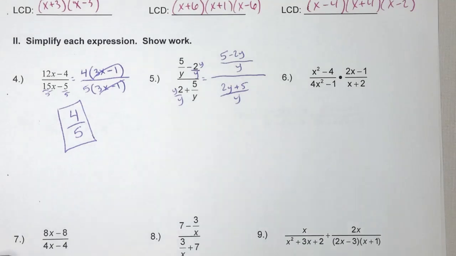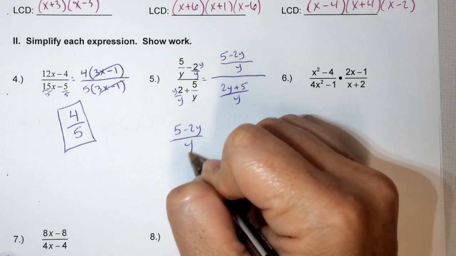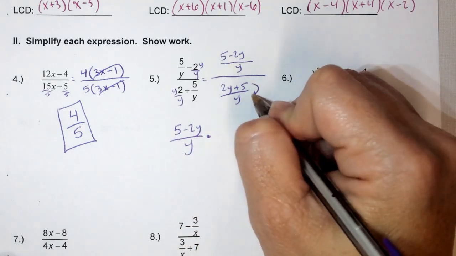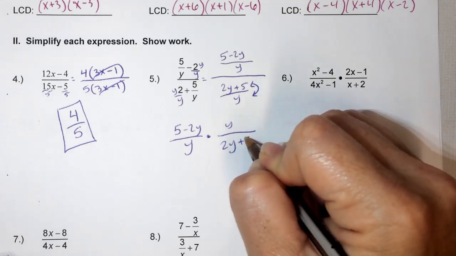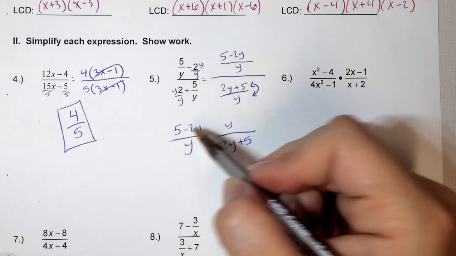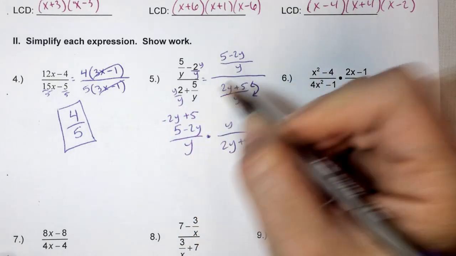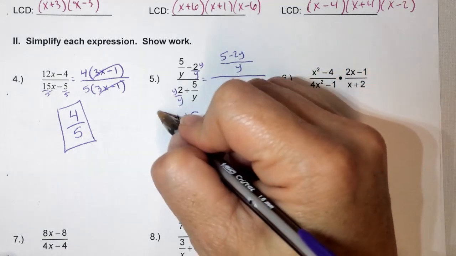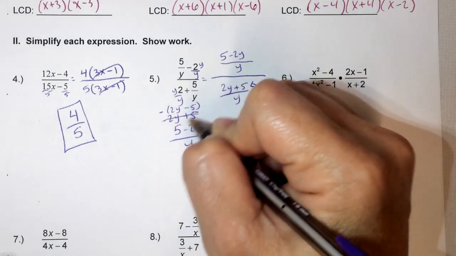And now we're going to rewrite it. Top fraction stays the same. Change it to multiplication and flip my denominator. Now, factor any piece I can factor. I know that this is not in order, so I need to fix it. When I fix it, I get negative 2y plus 5, but I'm not allowed to have a negative in front, so when I take that out, I get positive 2y minus 5. So this is what that becomes.